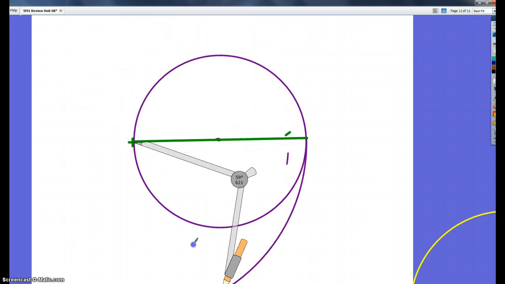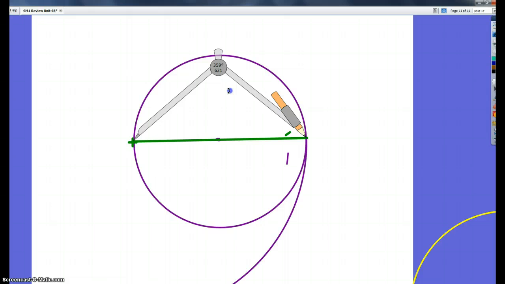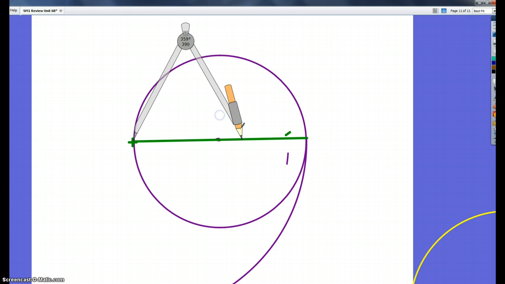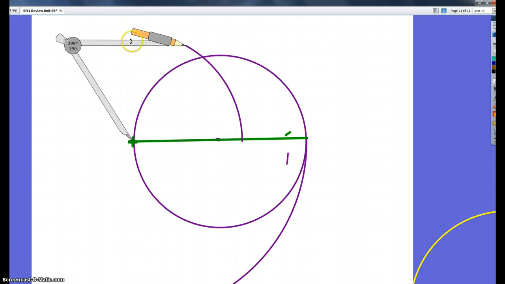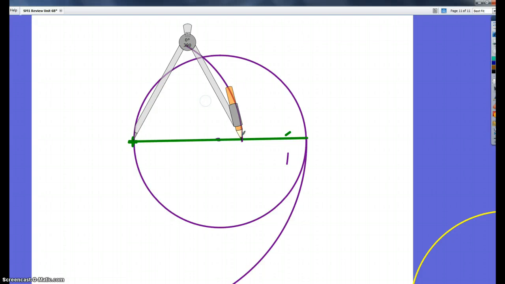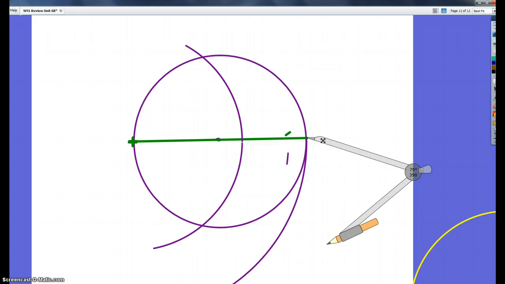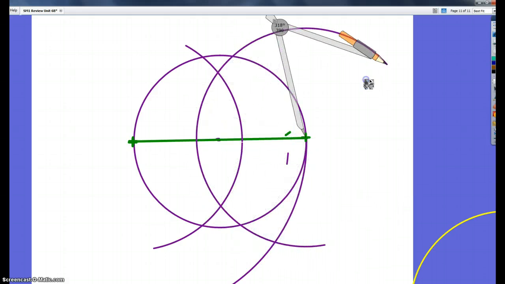Uh-oh, not going to be able to see it up there or down there. Technically, though, we don't have to go all the way to the end, so I'm going to come in a little bit so that you can see where the intersection points will lie. And then flip it to the other point. I did not change my compass setting, and I'm going to go through.